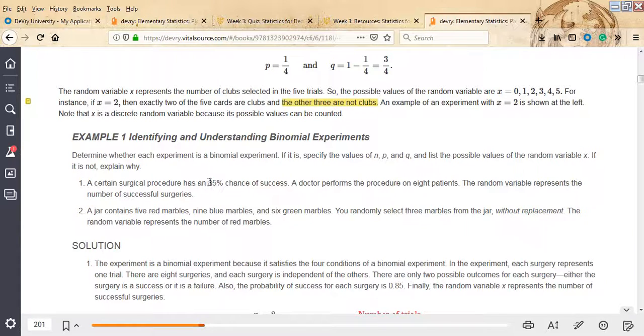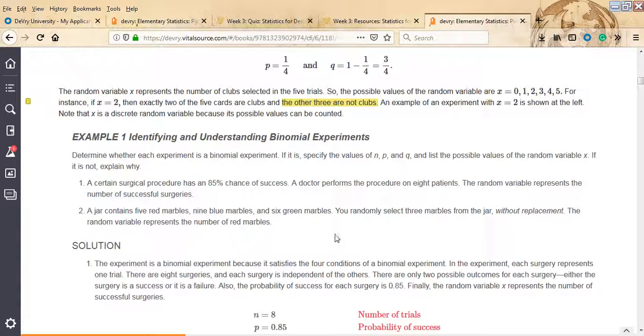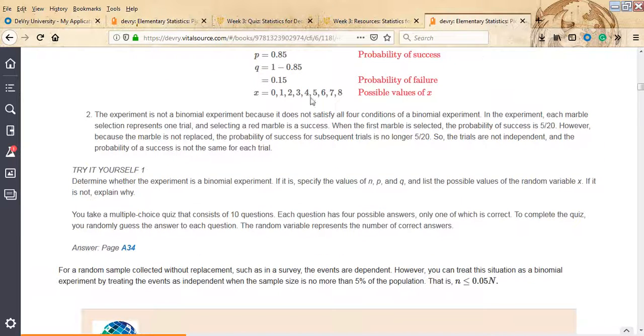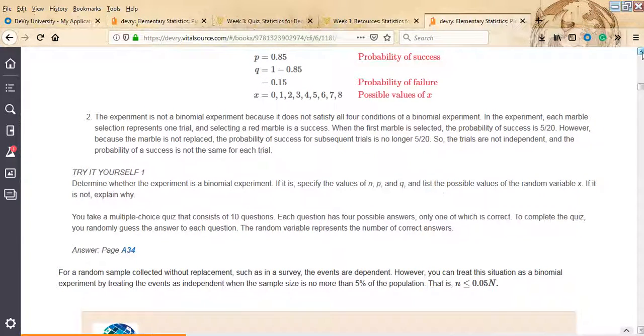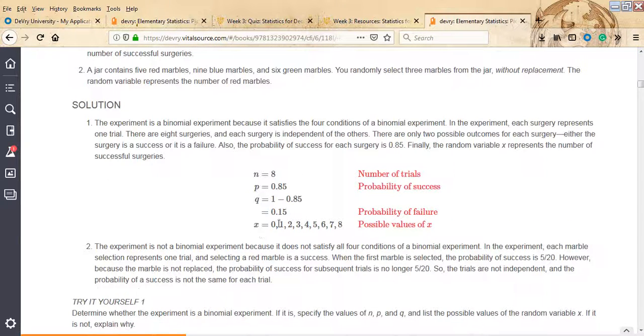So we have to take it on assumption that this 85% applies to all procedures equally. And so the solution down here gives us the 4 numbers that we need to be able to solve the problem, or what we're going to focus on. n is the 8. So the doctor performs this procedure on 8 patients. This is the random variable here. The possible outcomes of success are anywhere from 0 to 8.